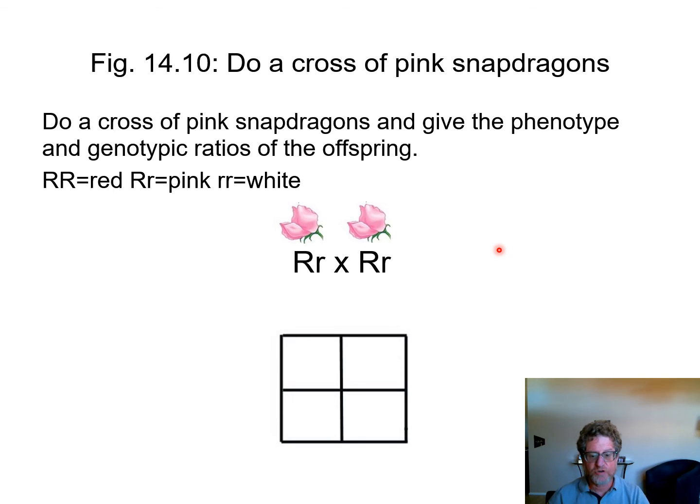So go ahead and do that cross. Big R, little r by big R, little r. In this case, if you have big R, little r, you have pink. Little r, you have white. And big R, you have red. Do the cross and then read the phenotypic ratio and genotypic ratio. And I'll have you do this on the homework.